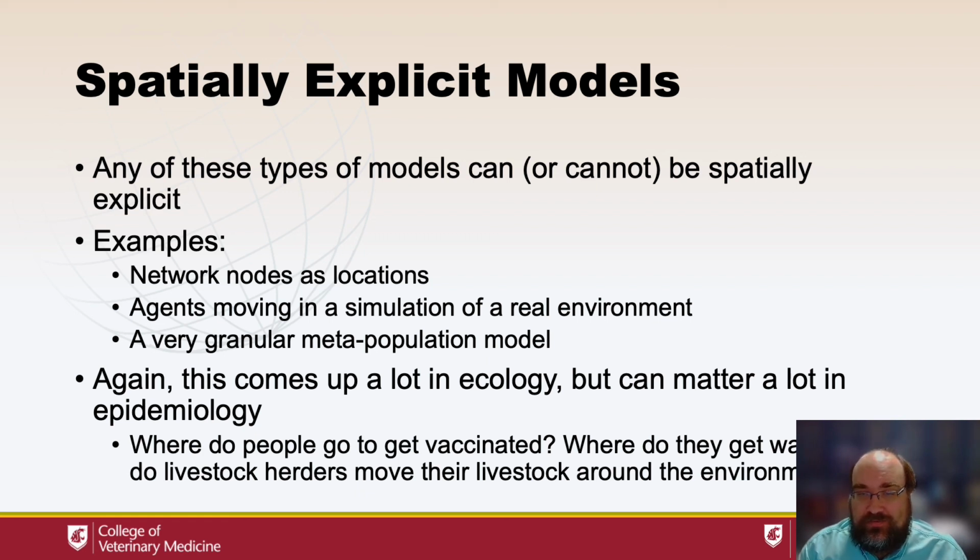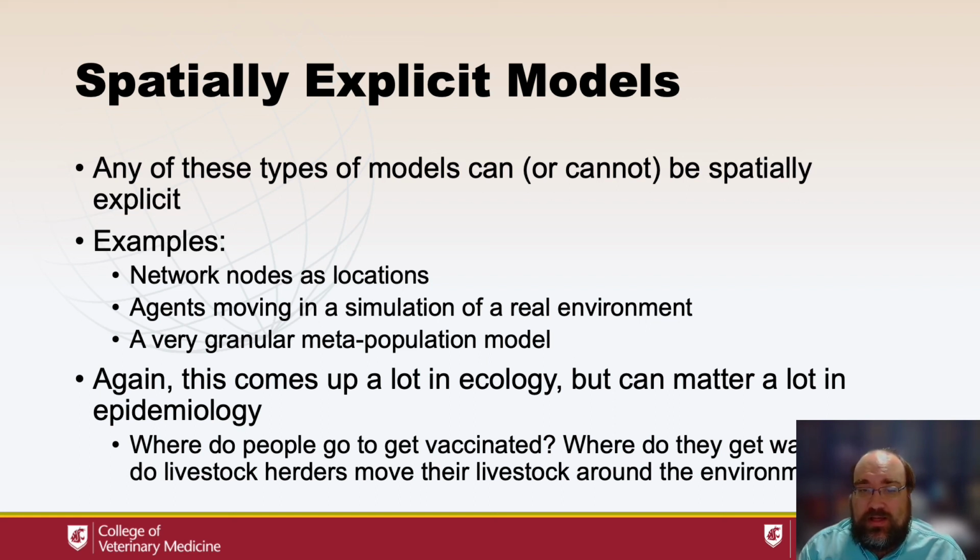Agents moving in a simulation of a real environment. So agents who have to navigate a building or who will be exposed to something based on the level of contamination in an area. A very granular metapopulation model can be thought of as a spatially explicit model. So if you take a metapopulation where you divide an environment into very small squares and you have a model in each square, that can potentially be a very granular spatially explicit model.